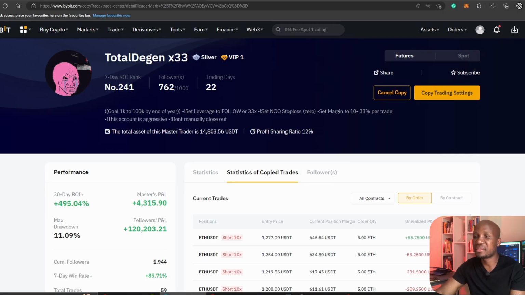Now the issue I have is that when you go to his profile, it said set leverage to follow his leverage, right? Which is what we did. And it says set stop loss to 0. And that means that we mustn't use stop loss, right?